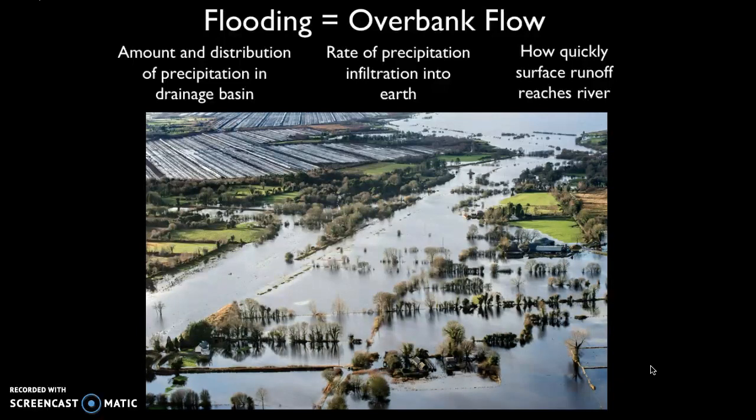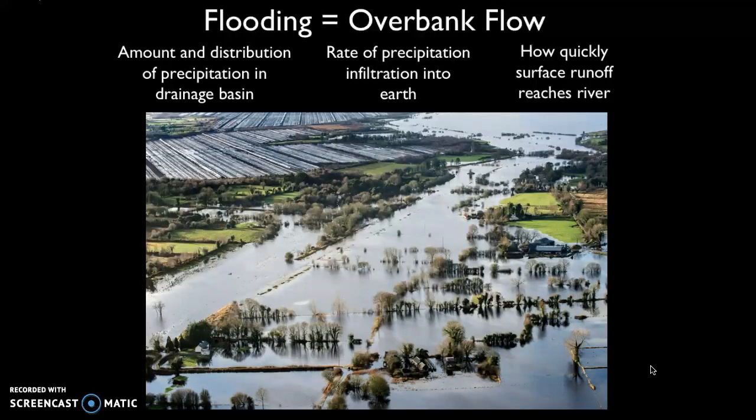So if, for example, you have a lot of precipitation, let's call it snow, that falls within that drainage basin, and once springtime comes it becomes runoff, water that flows on top of the surface and incorporates itself into the river. If the amount of snow that we got was too high, then we're going to get some flooding.